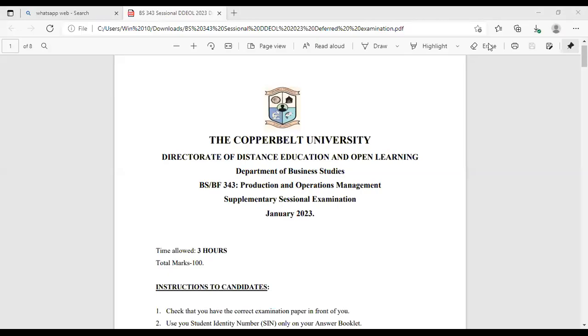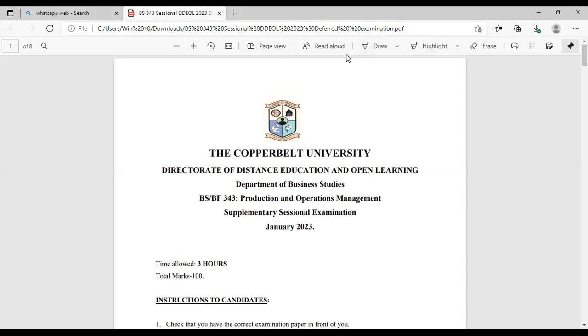Okay, good afternoon. We are looking at inventory management. This is from the exam question paper. But of course, what is important here is that we need to know and understand the aspect of inventory, what it means. Inventory means stock.